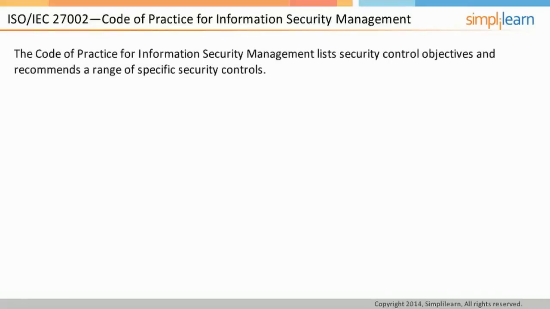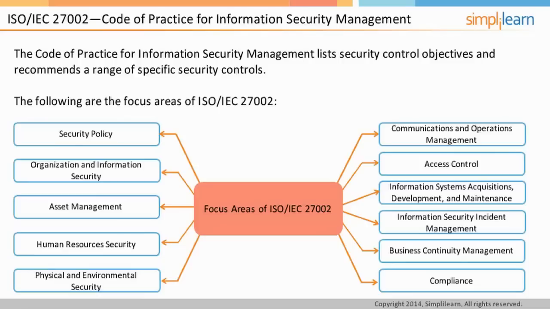ISO IEC 27002 provides a Code of Practice for Information Security Management, which lists security control objectives and recommends a range of specific security controls according to industry best practice. ISO IEC 27002 includes the following 11 focus areas. Security policy provides management guidance and support for information security.